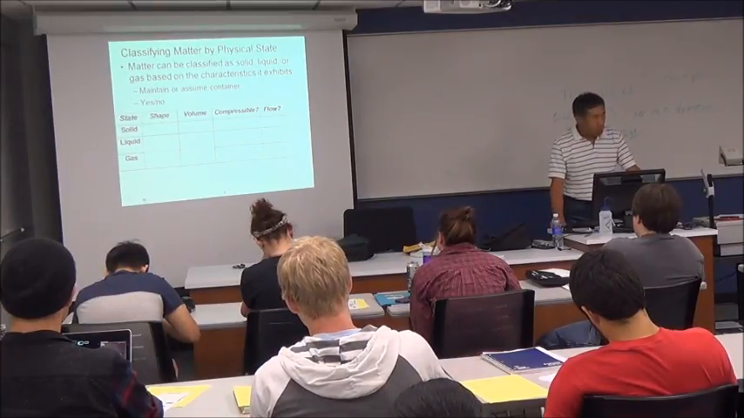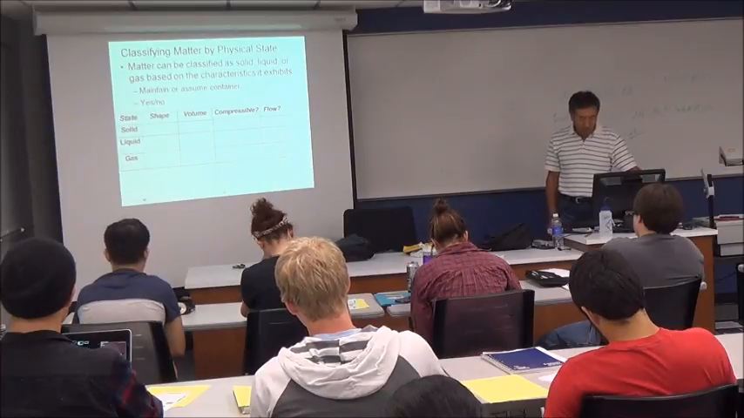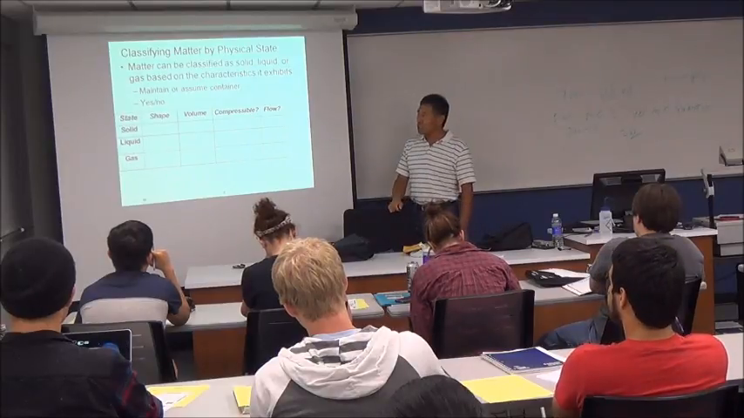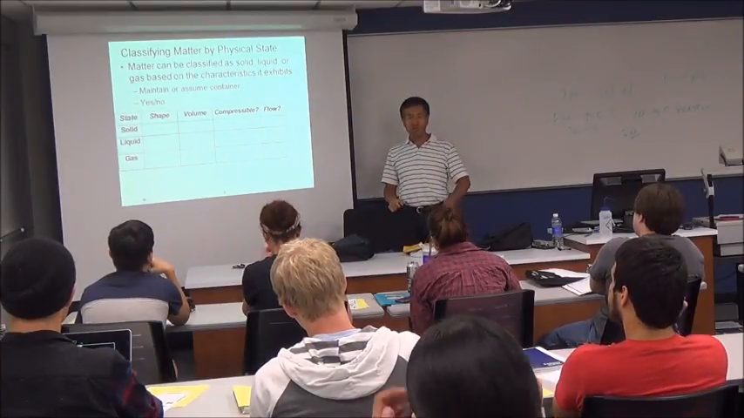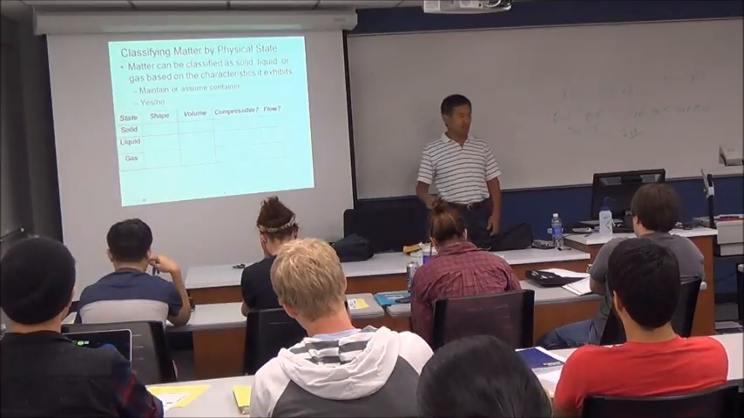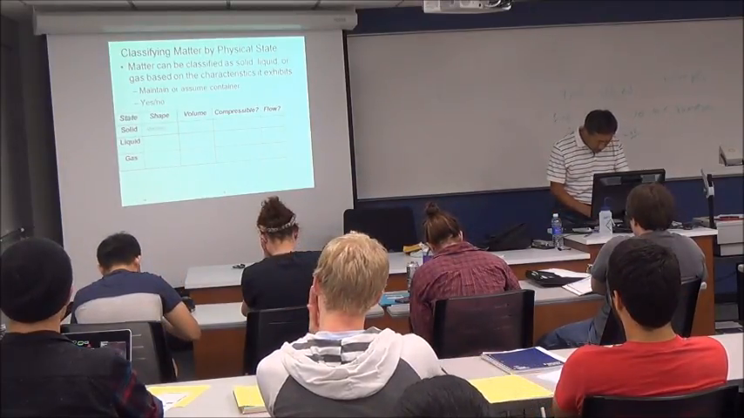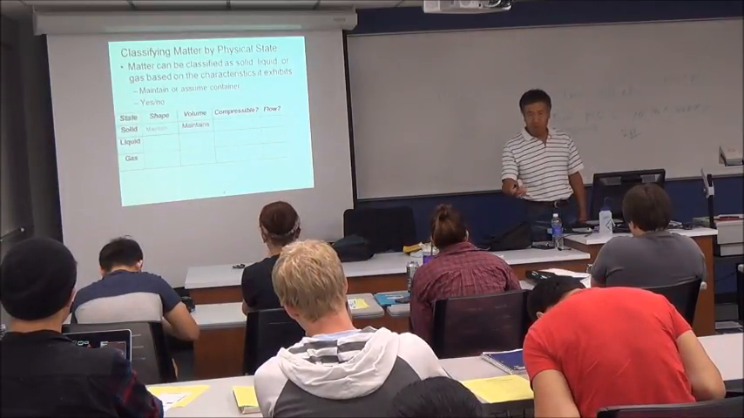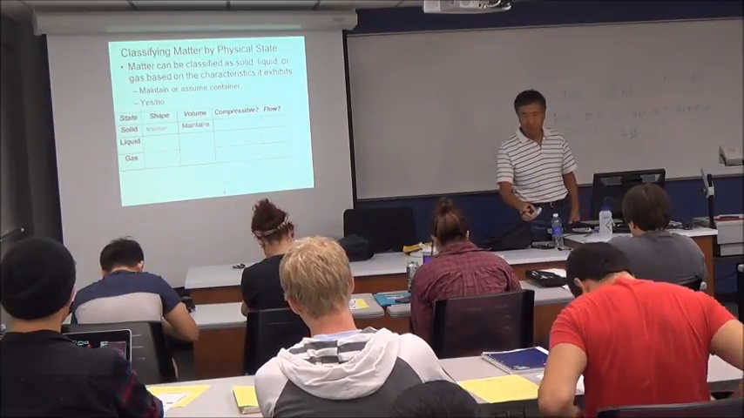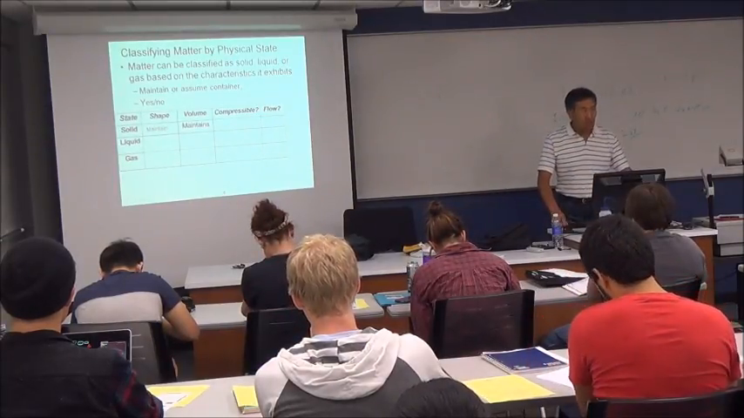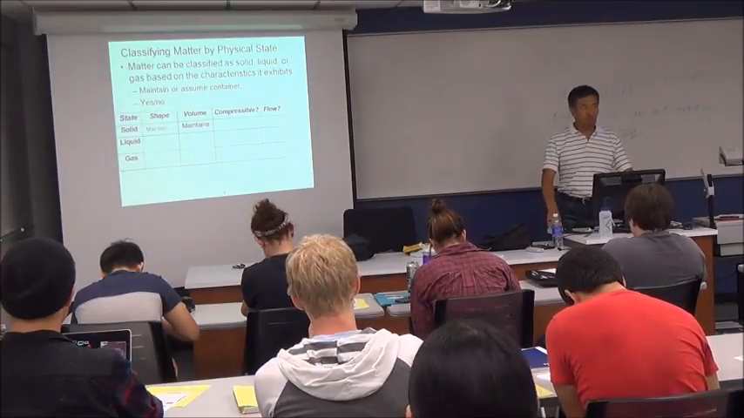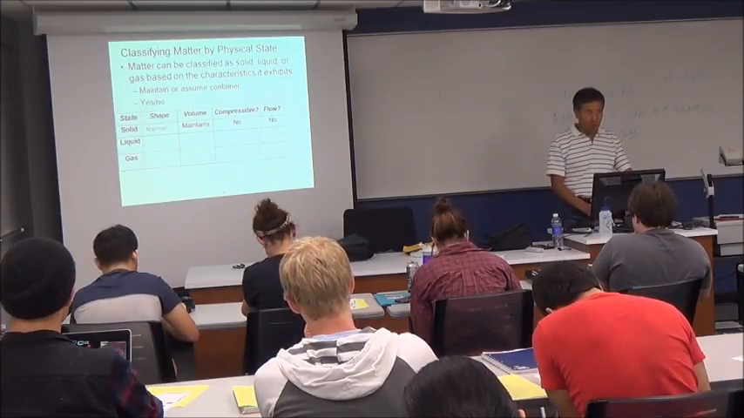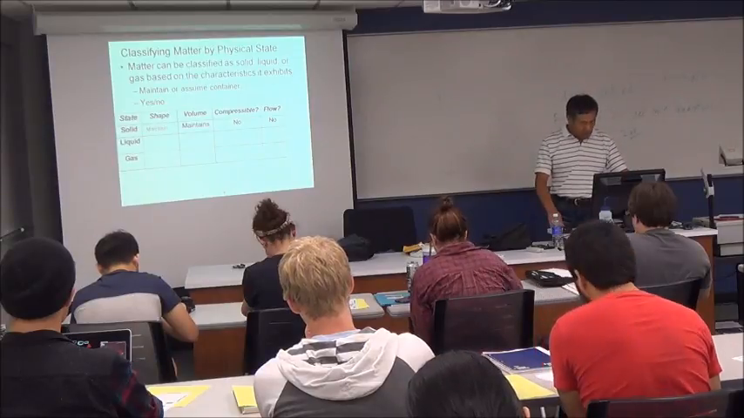Right. So what do you think? What is the shape of a solid, and its volume, compressibility, and flowability? Will the shape of the solid maintain or assume the container? Maintain, because it will not change shape. The volume is also maintained. You put a certain volume of a solid material, no matter where you put it, you will have that amount of volume. Some of those are common sense. Quick review: is the solid compressible? Not compressible. Does a solid flow? No, it cannot flow.